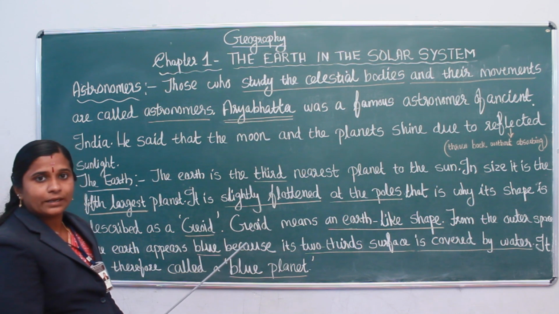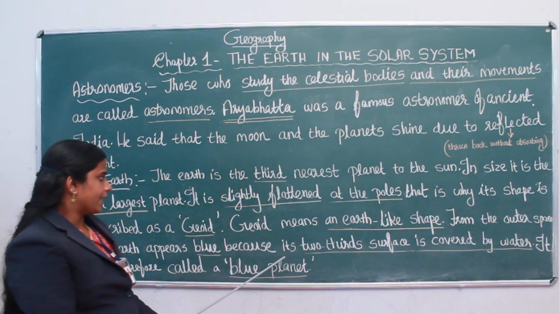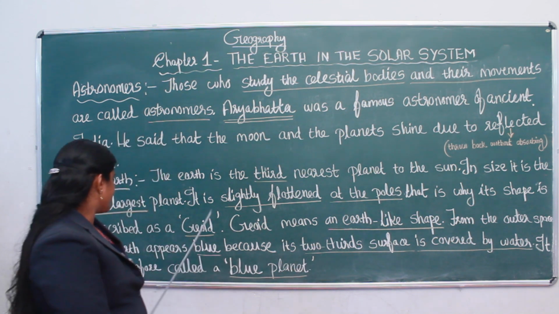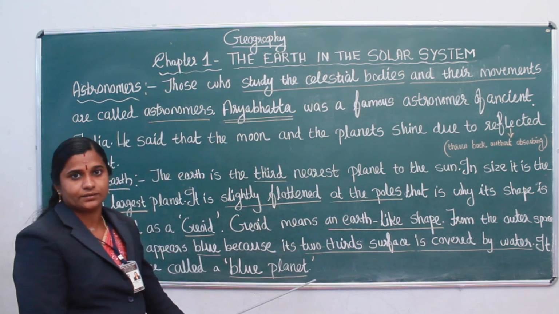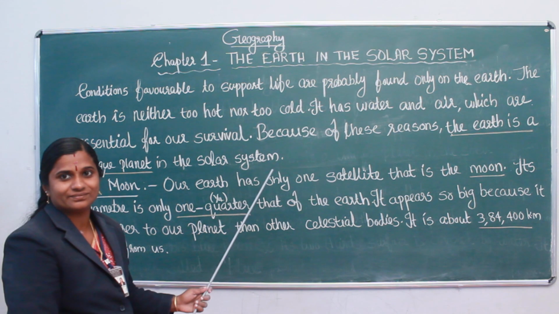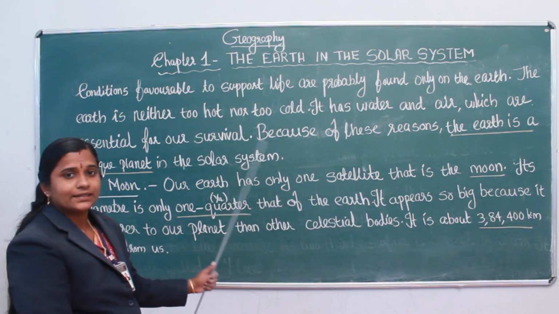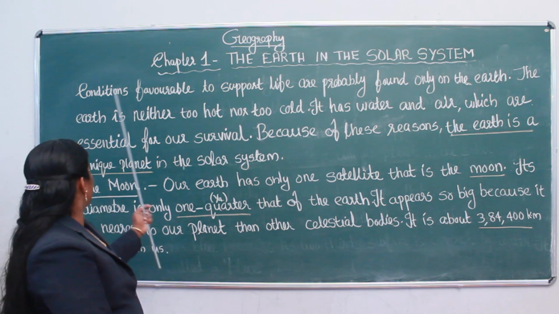Why is Earth called a blue planet? Because its two-thirds surface is covered by water. That's why the Earth is called a blue planet. The Earth is a unique planet. Why is the Earth called a unique planet?